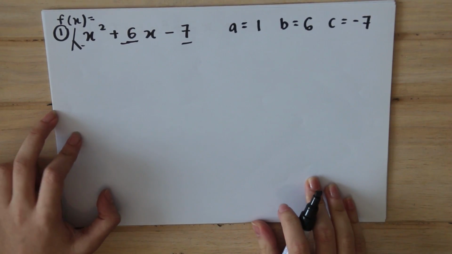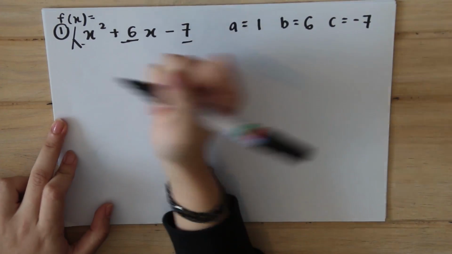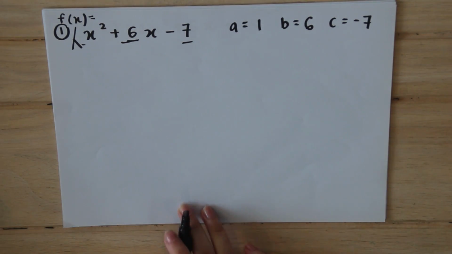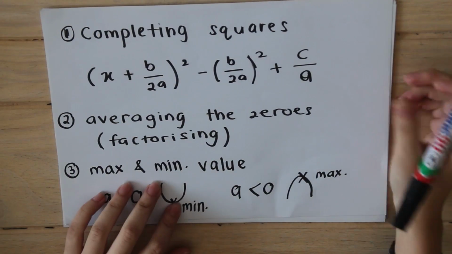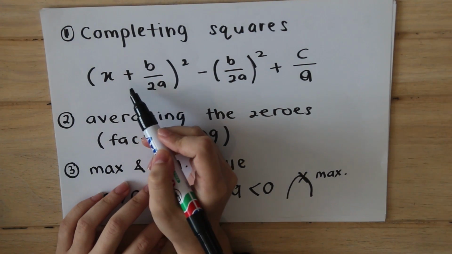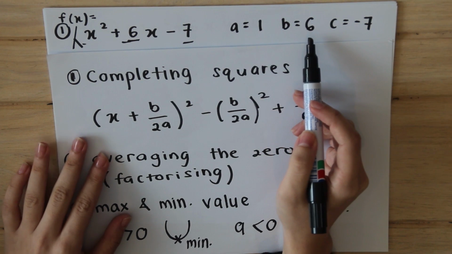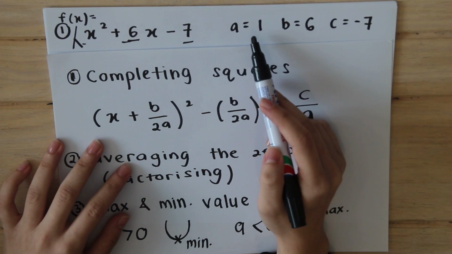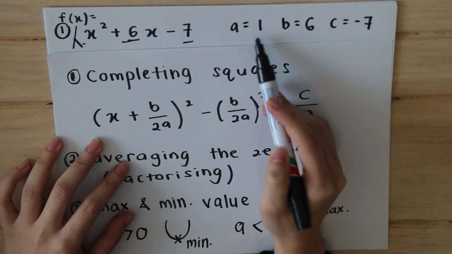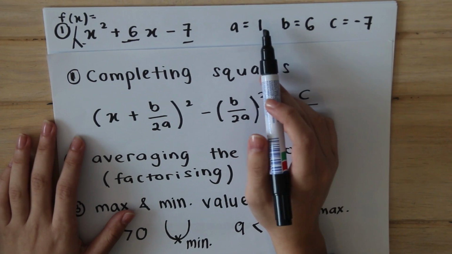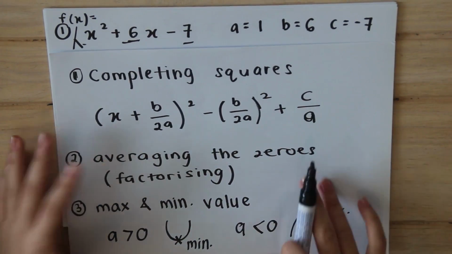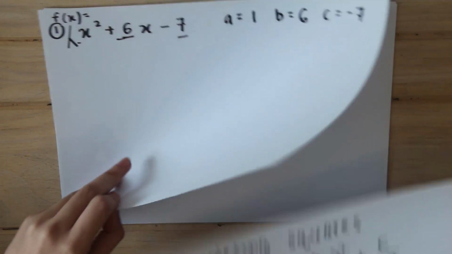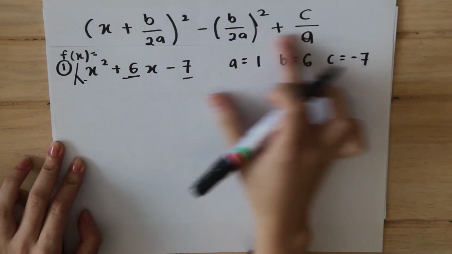Okay, so to complete the square, there's a given formula. This is the formula, which is x plus b over 2a squared minus b over 2a squared plus c over a. You have to make sure that a is 1 to make it easier. Okay, so let's start.